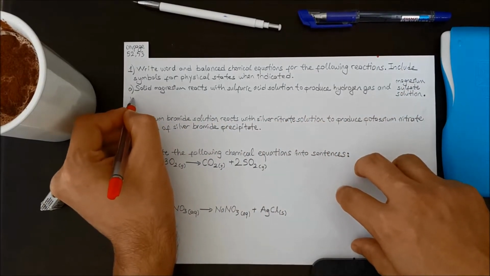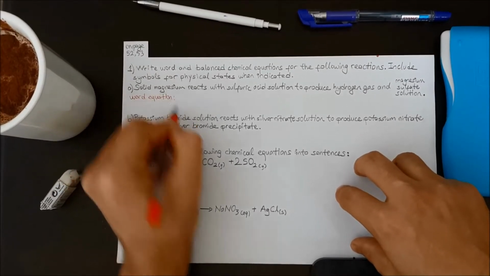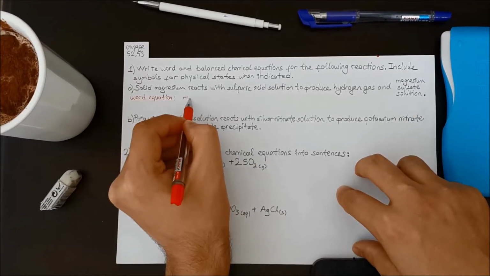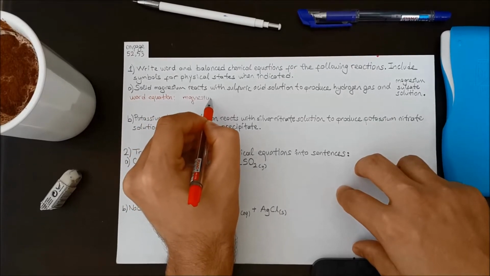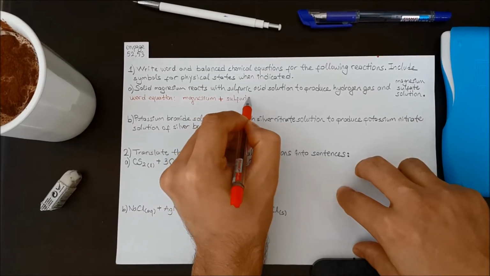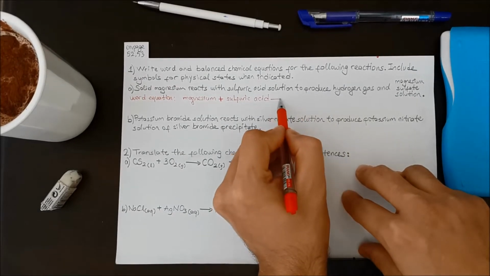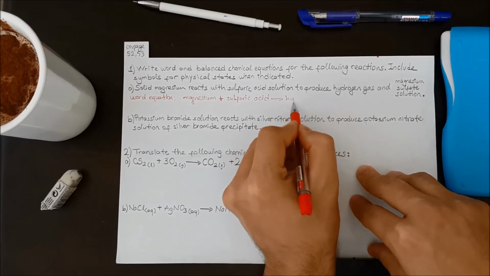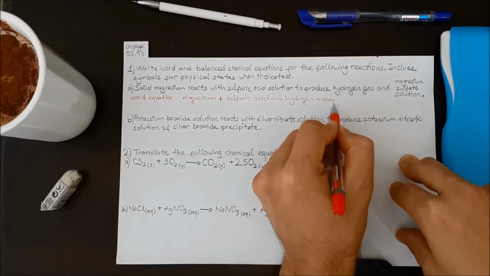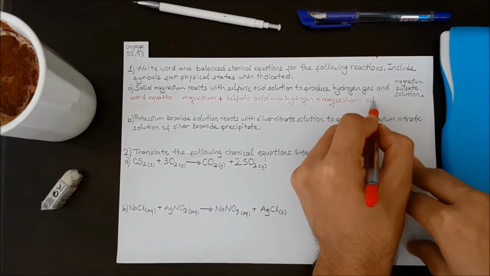First of all, I'm going to write the word equation for this reaction. Word equation. Solid magnesium reacts with sulfuric acid to produce hydrogen gas. You can write hydrogen and magnesium sulfate solution.